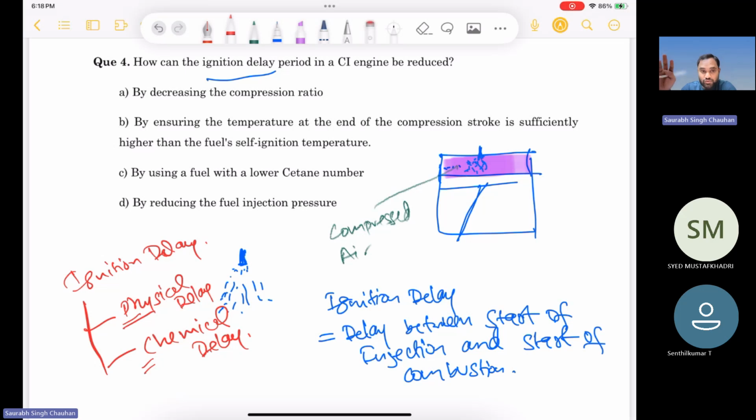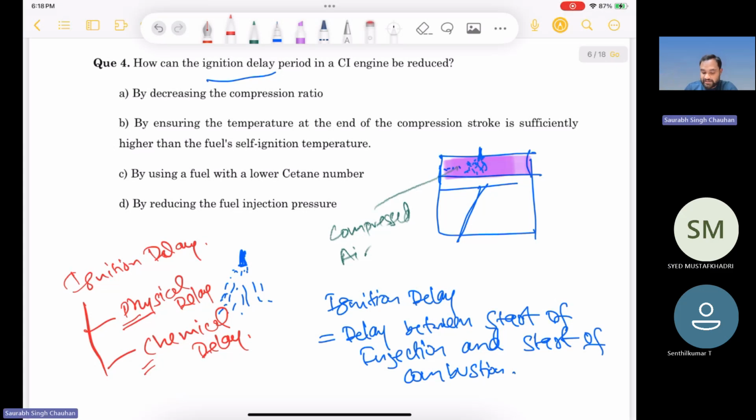So there are two delays, right? One is related to physical changes, for example, droplet breakdown, then evaporation, then mixing. The other is related to chemical reactions, for example, formation of certain radicals, and then high temperature heat release. Both of these delays combined form the total ignition delay. After the ignition delay, you can expect the heat release. Anyways, this ignition delay depends on many parameters, as we discussed.